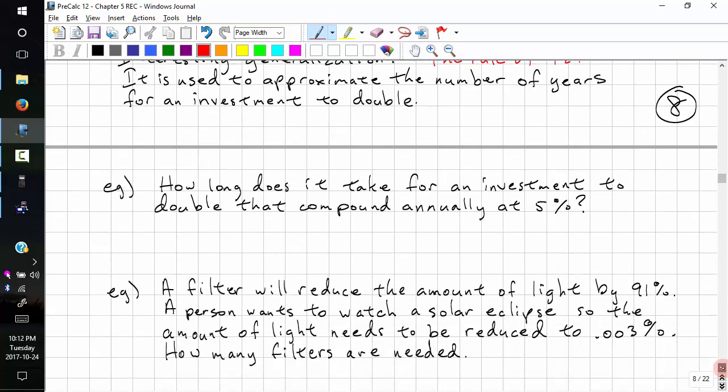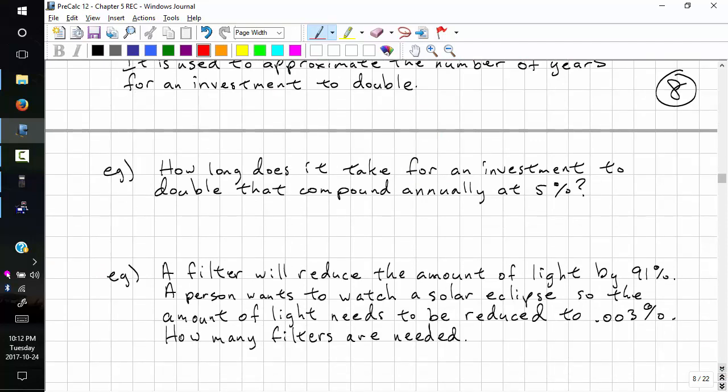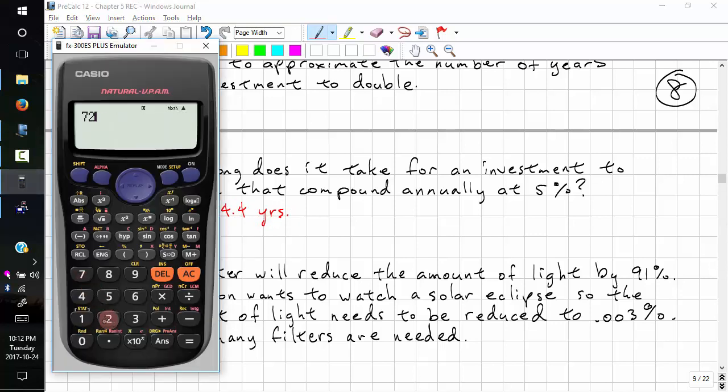So if accuracy isn't important and we just wanted speed, we can figure this out. So how long does it take for an investment to double that is compounded annually at 5%? So we take 72 divided by 5. This gives us approximately 14.4 years. 72 divided by 5, 14.4.